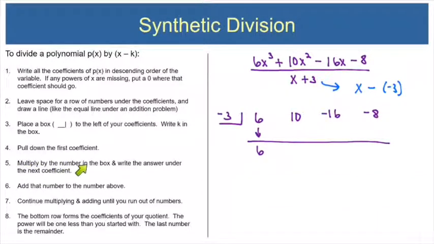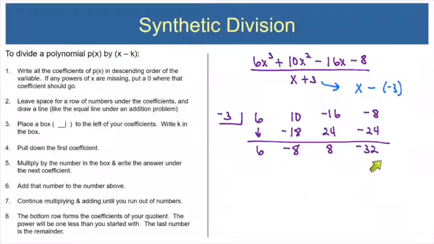Okay, now multiply by the number in the box and write the answer under the next coefficient. So negative 3 times 6 is negative 18, and that needs to go here. Now add that number to the number above. 10 plus negative 18 is negative 8. Continue multiplying and adding until you run out of numbers. So now multiply. Negative 3 times negative 8 is positive 24. Now add. Negative 16 plus 24 is 8. Now multiply. Negative 3 times 8 is negative 24, that goes here. And now add. Negative 8 plus negative 24 is negative 32.